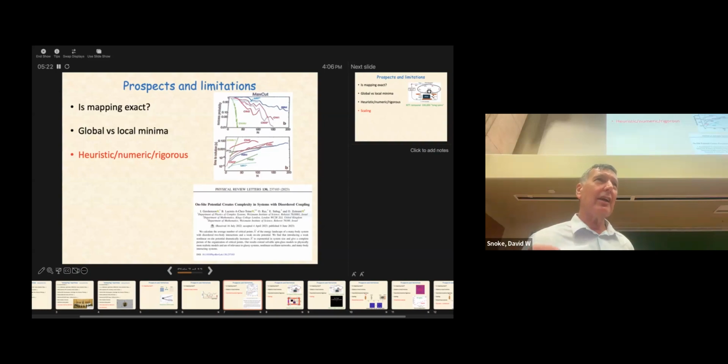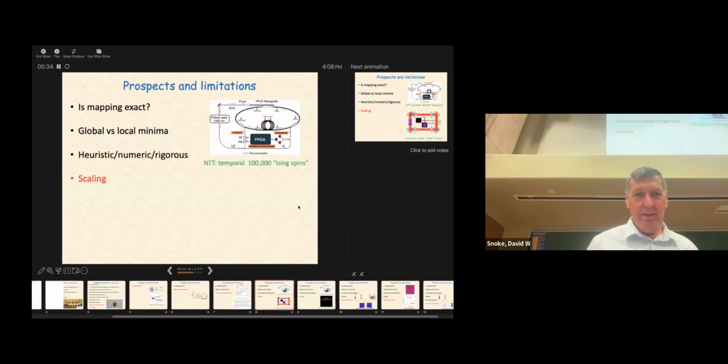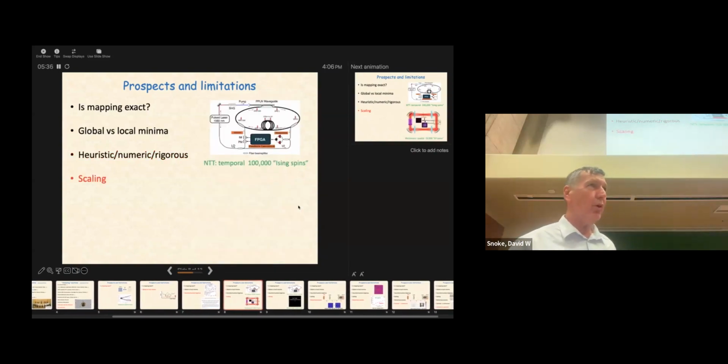In particular, they study the complexity of the system as a function of the nonlinearity, how much you go above threshold, which is something that we are all interested in. And they do it with mathematical curves. So I think more of this is really desired. Scaling is, of course, always important.